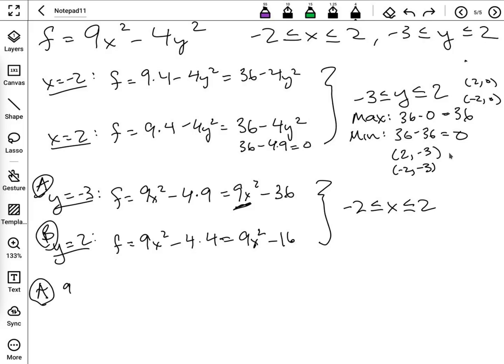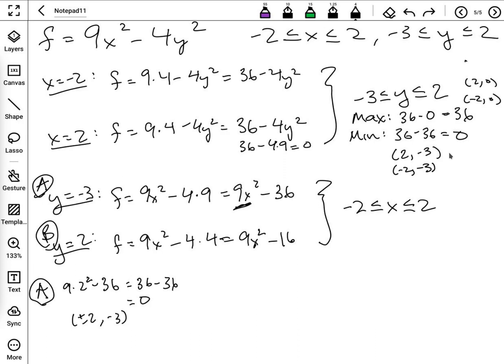So suppose I plug in 9 times 2 squared or 9 times minus 2 squared. I'm just going to get 36 minus 36. Again, that 9 times 4 is 0. So the minimum I can get along this line is going to happen at plus or minus 2, minus 3, and it's going to give me 0.